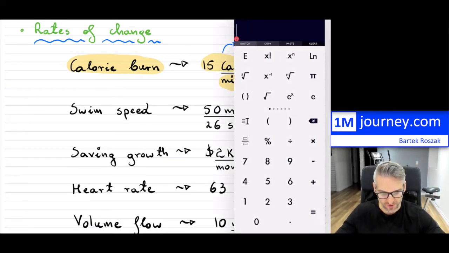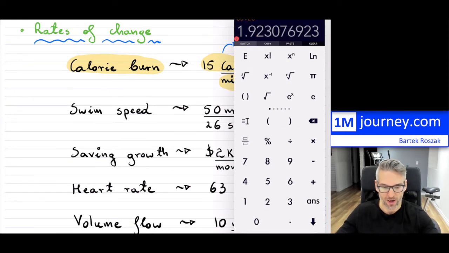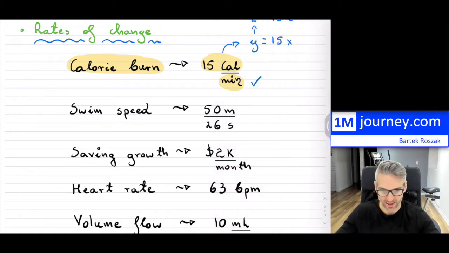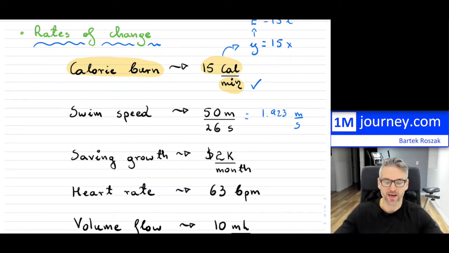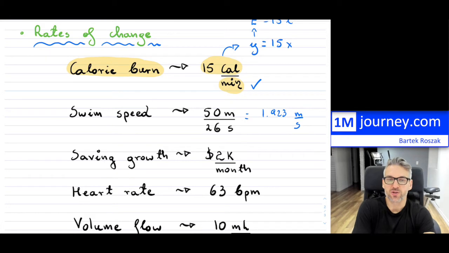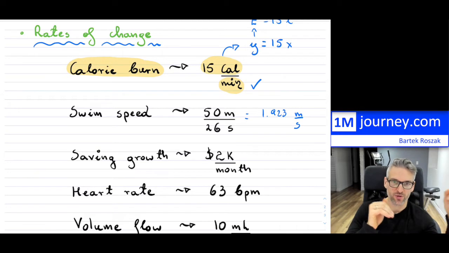So if I put 50 divided by 26, I would get 1.923, I'm going to just round it off. What does this mean? That every second that passes by, our swimmer is going to swim almost 2 meters per every second. Now, one thing to please keep in mind, all of these are constant, so they're not changing.